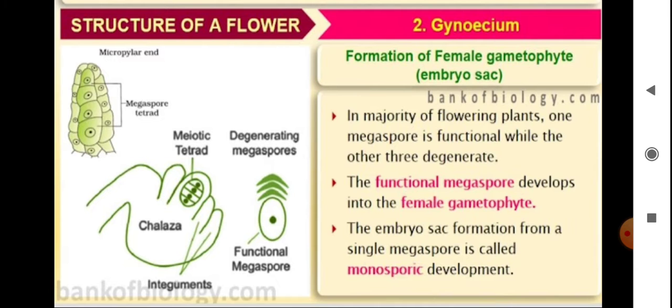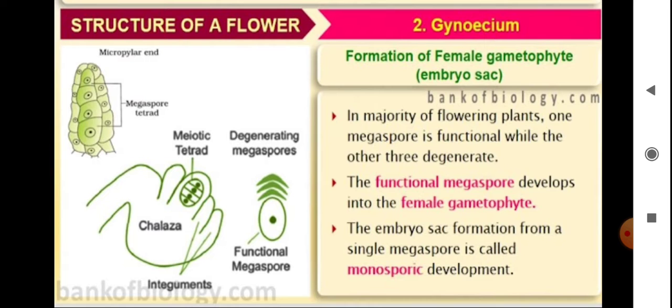Formation of female gametophyte. In the majority of flowering plants, one megaspore is functional while the other 3 degenerate. In the previous slide, you came to know that there are 4 megaspores. Now in those 4 megaspores, what happens? The 3 will not function. Only 1 will function. The remaining 3 get degenerated. It is like it is getting eliminated.